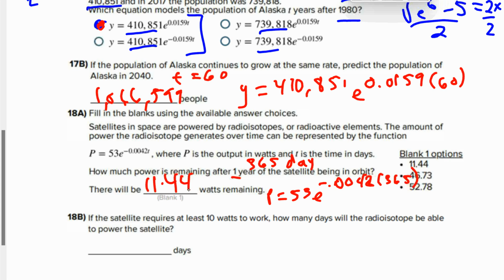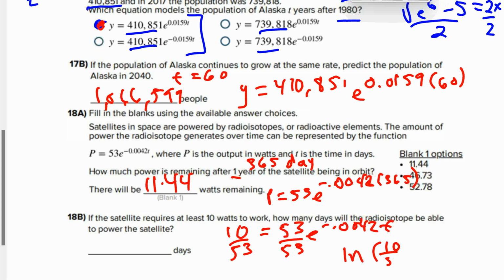Now, if a satellite requires at least 10 watts to work, okay, how many days in the radioisotope will be to power the satellite? Okay, so if it takes 10 watts, so that'd be our P, our power in watts. So 10 is equal to 53E raised to negative 0.0042 T. Right, so we're just solving this. We divide by 53, divide by 53. Then we take the ln of both sides. So ln of 10 over 53 equals negative 0.0042 T.